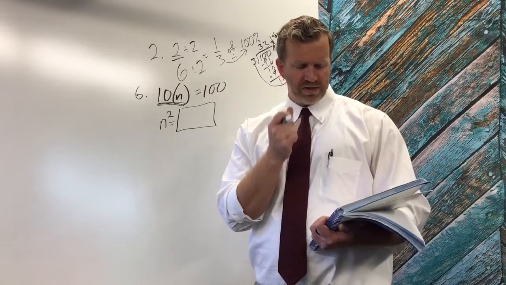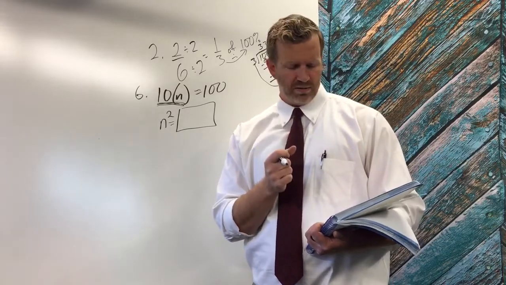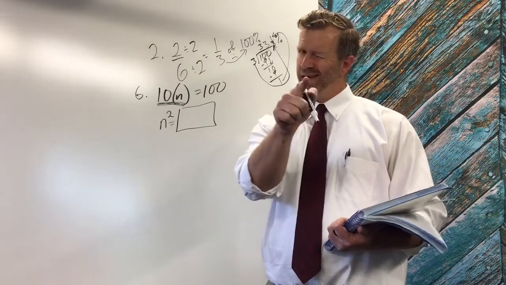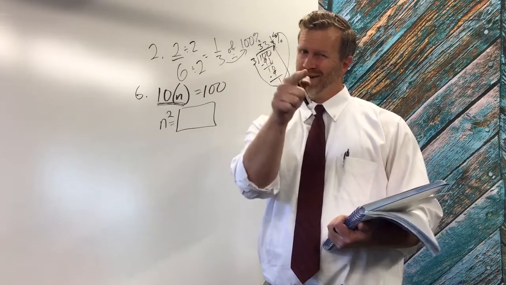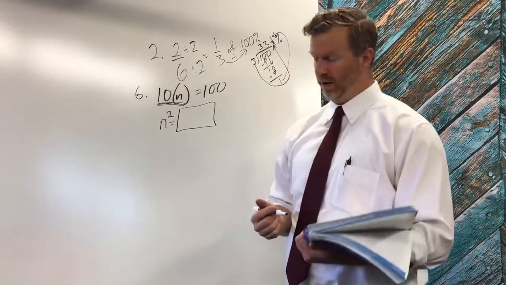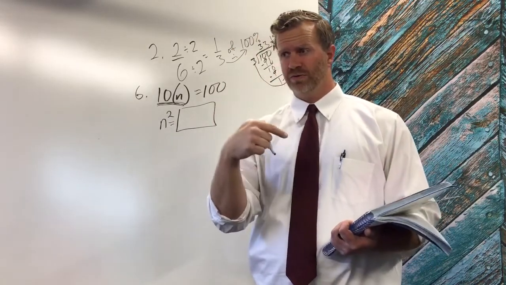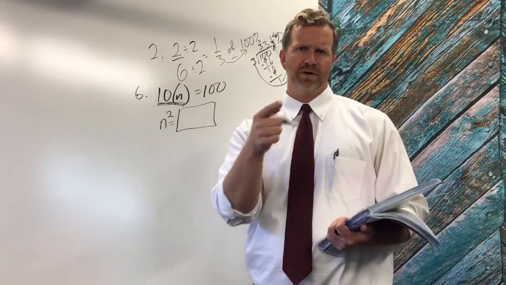Number 8. It says a door was 6 feet 10 inches tall and 2 feet 11 inches wide. Estimate the area, length times width, right? Area of one side of the door. Now, to estimate, they want us to round those numbers. So 6 feet 10 inches, I'm going to round to what?